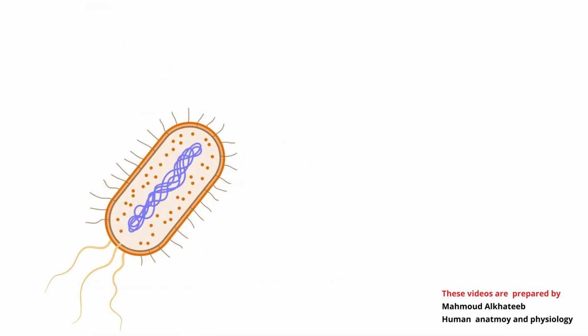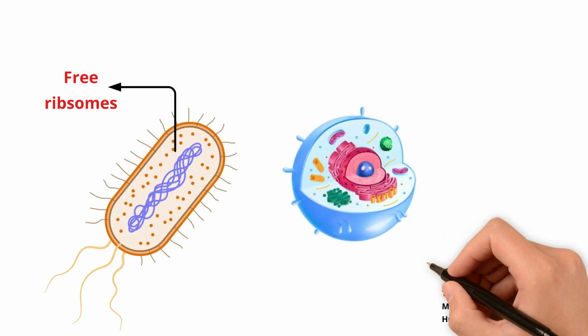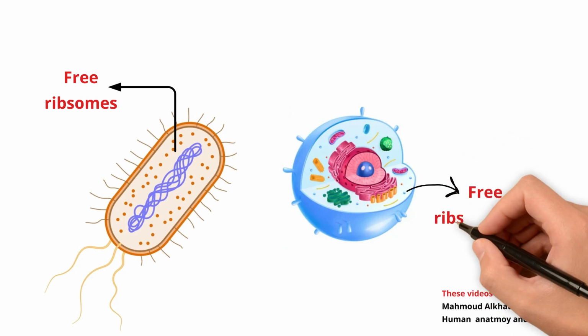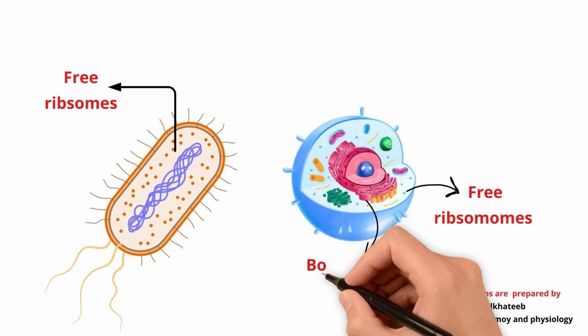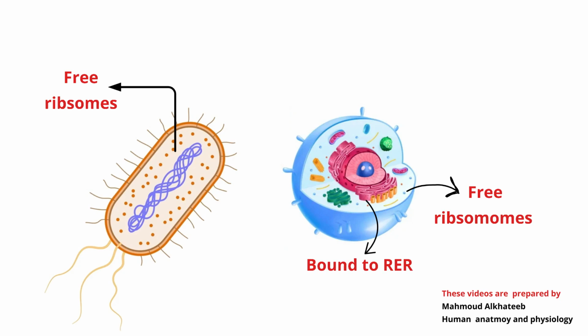In addition, in prokaryotic cells, ribosomes float freely in the cytoplasm. However, in eukaryotic cells, ribosomes can either be free in the cytoplasm or attached to the rough endoplasmic reticulum, where they synthesize proteins for secretion or use in membranes.